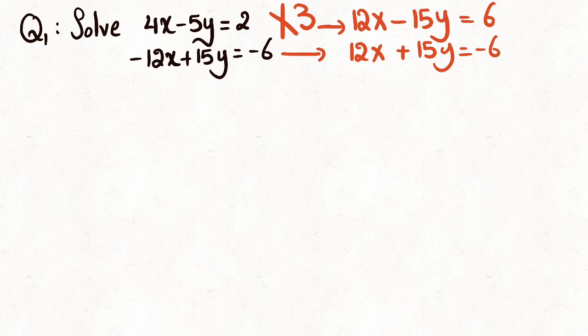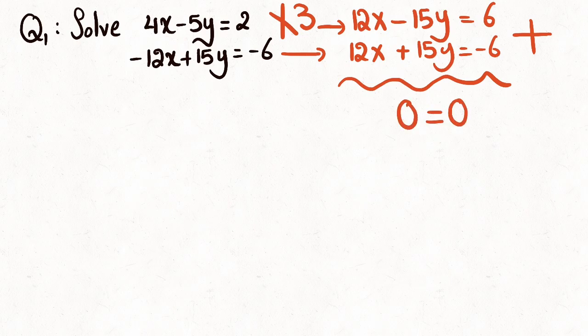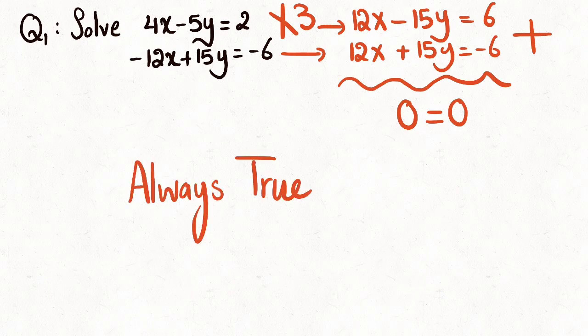Now, the second equation, I didn't touch it, thus I will copy it and paste it. Now, when I add equation number 1, the above one, with the equation number 2, I can see that the answer will be 0 equals 0. And this is always a true statement. Thus, the solution is infinite or all numbers.